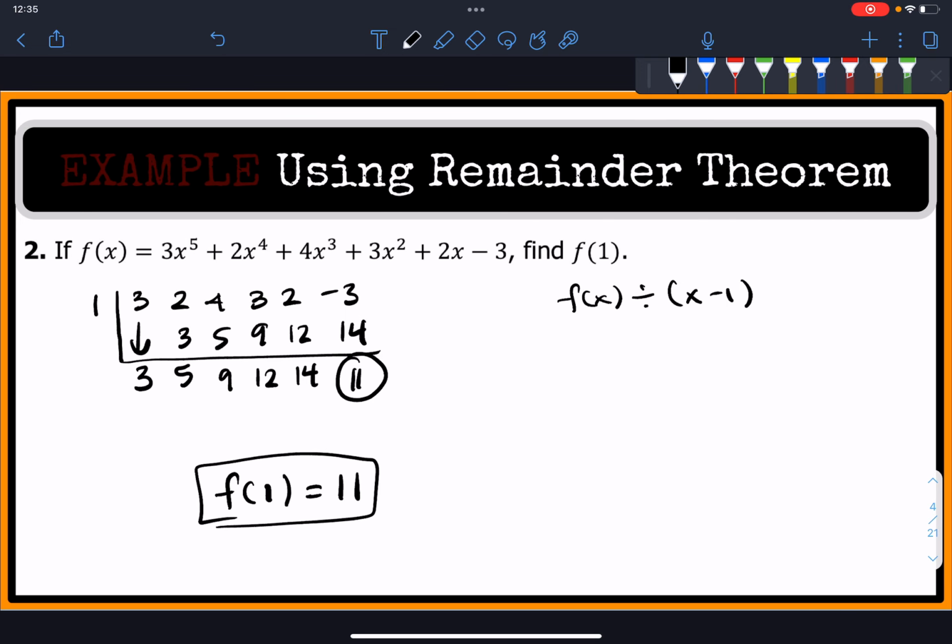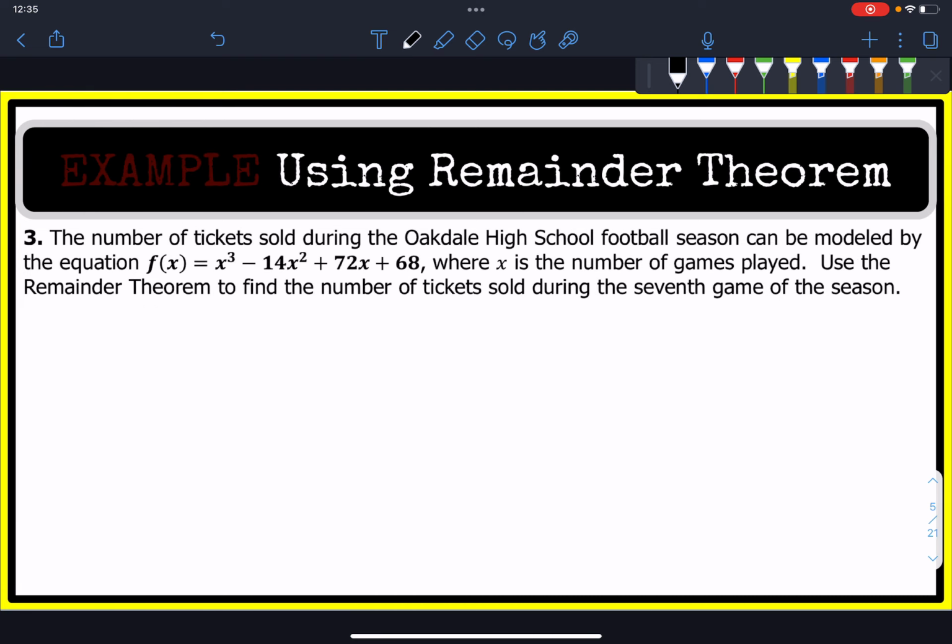Now this is more applicable to some real world situations. When we have a polynomial function modeled in a real world scenario, like in this example right here, the number of tickets sold during the Oakdale High School football season can be modeled by this function, which is a polynomial, where x represents the number of games played, and y is going to be the number of tickets.